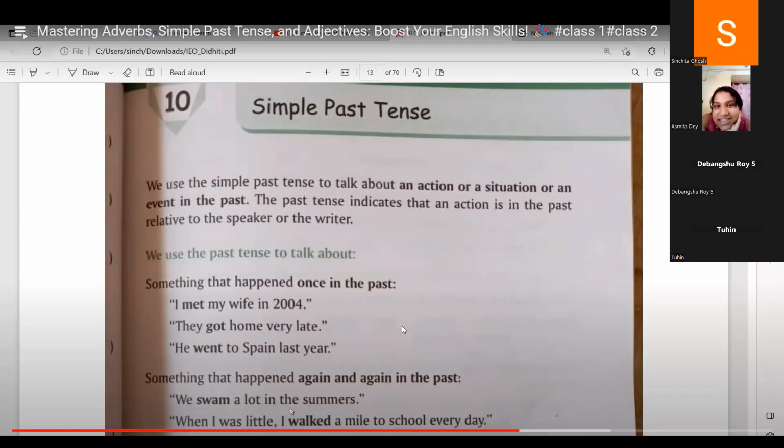Okay, now Debangshu has already read the second line. The past tense indicates that an action is in the past relative to the speaker or writer. Relative means in respect to the speaker or writer. That is, whatever incident has happened, it has happened with the speaker or writer in the past. For example, Ashmita, I told that I met Ashmita in 2020.